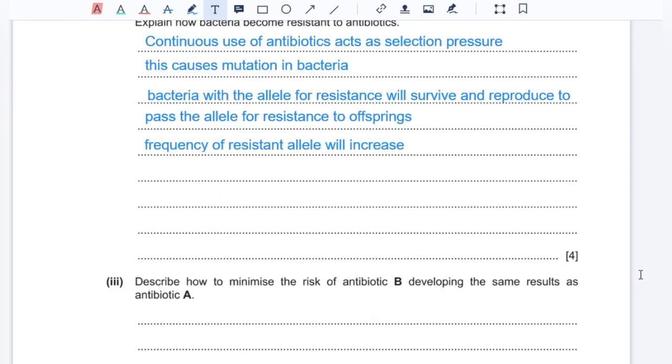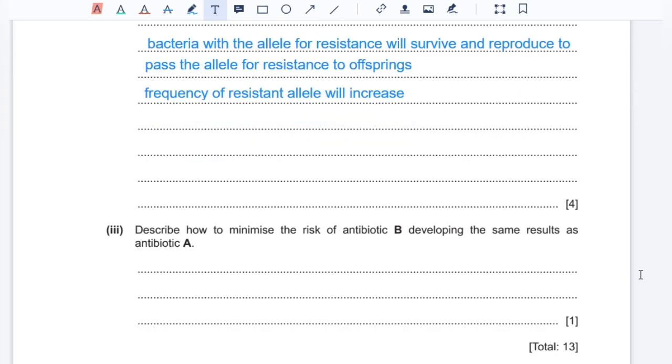Describe how to minimize the risk of antibiotic B developing the same results as antibiotic A. One way to do this is to complete the course of treatment, which will ensure that all the bacteria are killed and they do not survive to evolve resistance to the antibiotic.